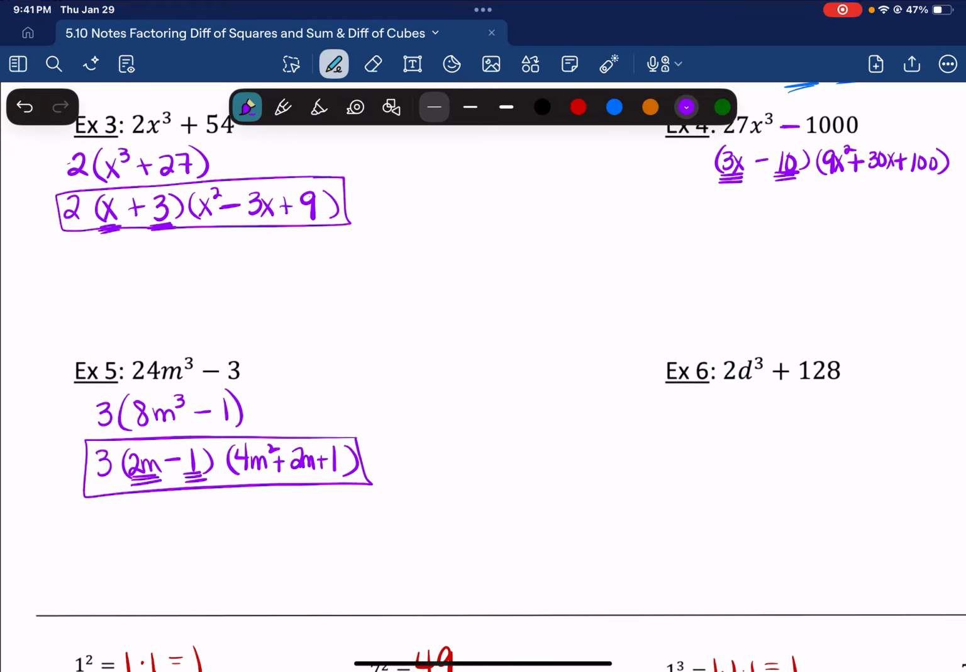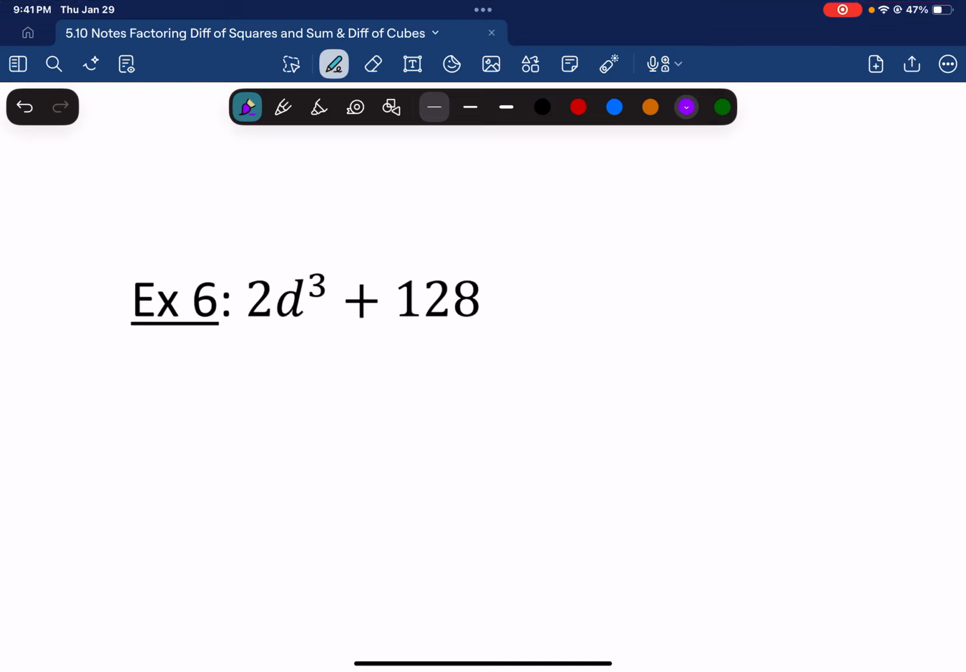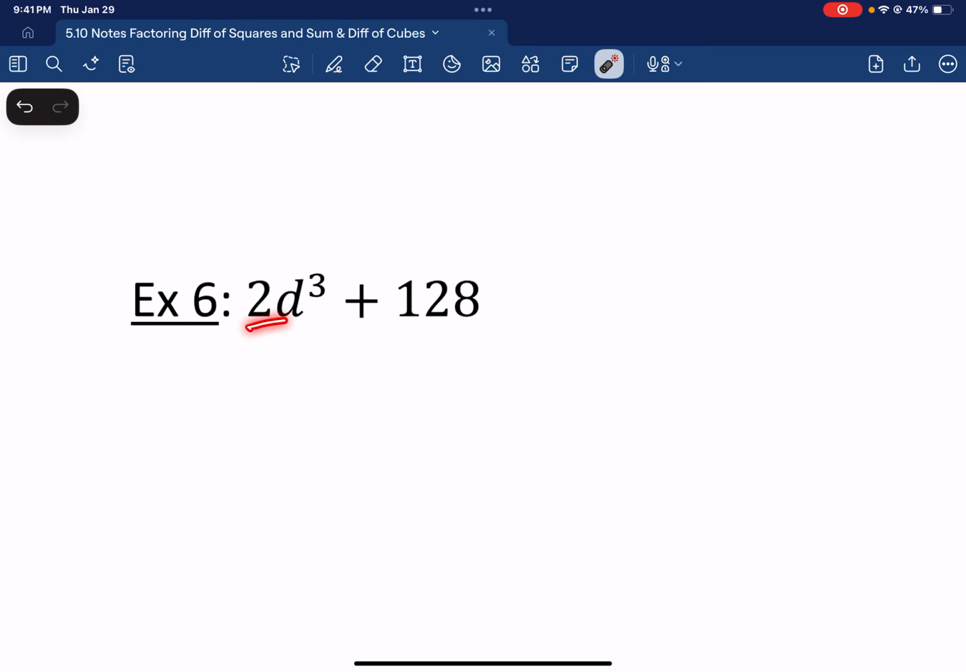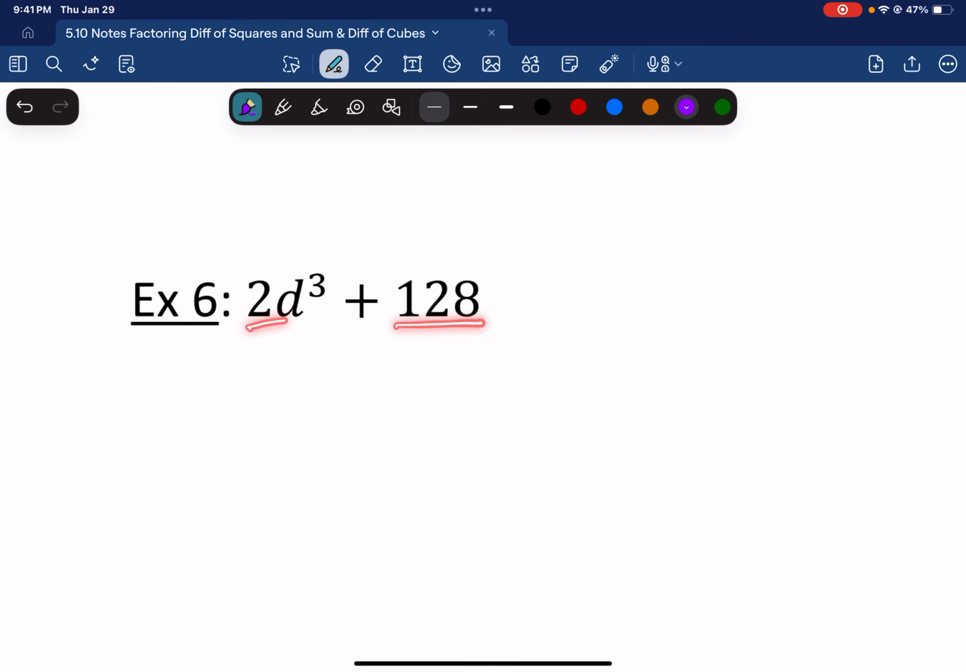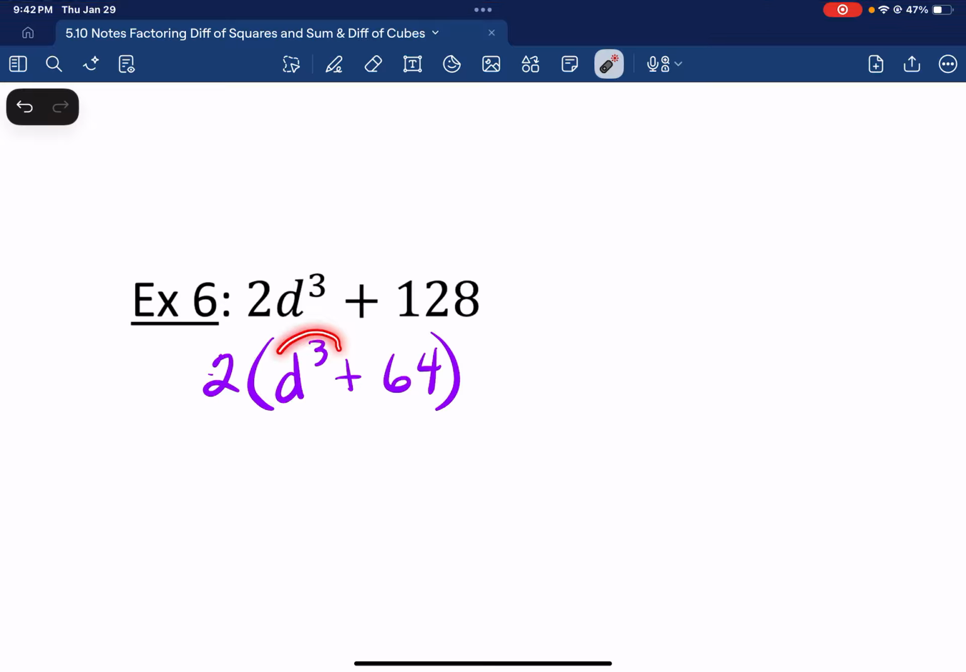All right, last example. We have 2d to the third power plus 128. So d cubed obviously is a perfect cube, but both of these values are even. So I can divide out a GCF of 2. So we have d to the third power plus 64. Now 64 is a perfect square, but because d to the third power is a perfect cube, we're definitely going to use 64 as a cube instead of a square for this problem.